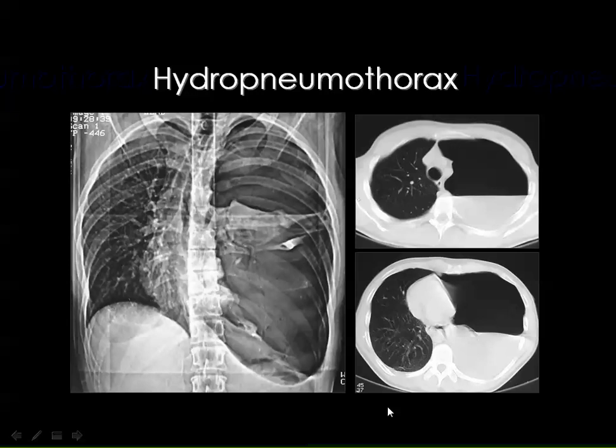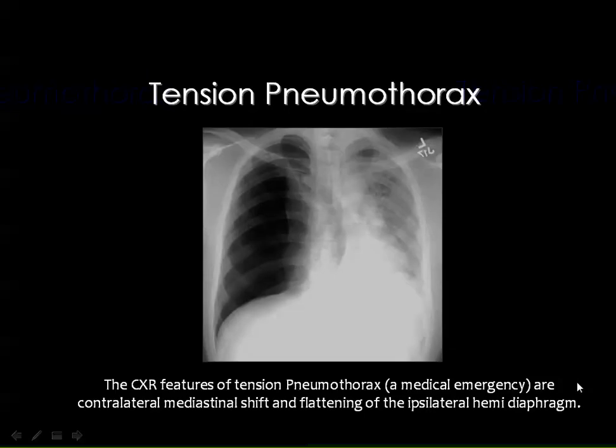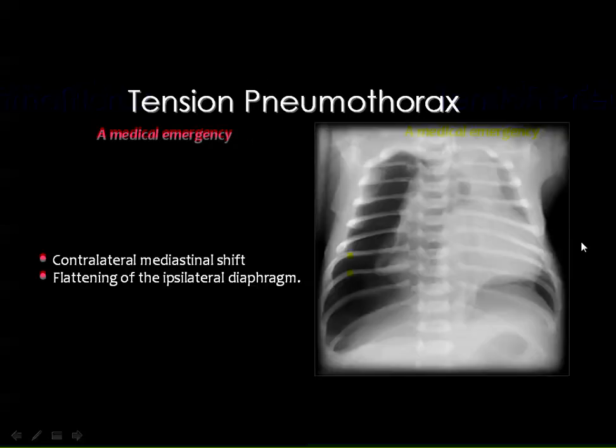And if the patient is in the supine position, you may have some difficulties in the diagnosis of pneumothorax, but here you can see that there are air and fluid as well, what we call hydropneumothorax. Then we have emphasized the diagnosis of tension pneumothorax because this is a surgical or medical emergency, and it is diagnosed by the presence of air in the pleural space, flattening of the ipsilateral diaphragm, and contralateral shift of the midline structures.